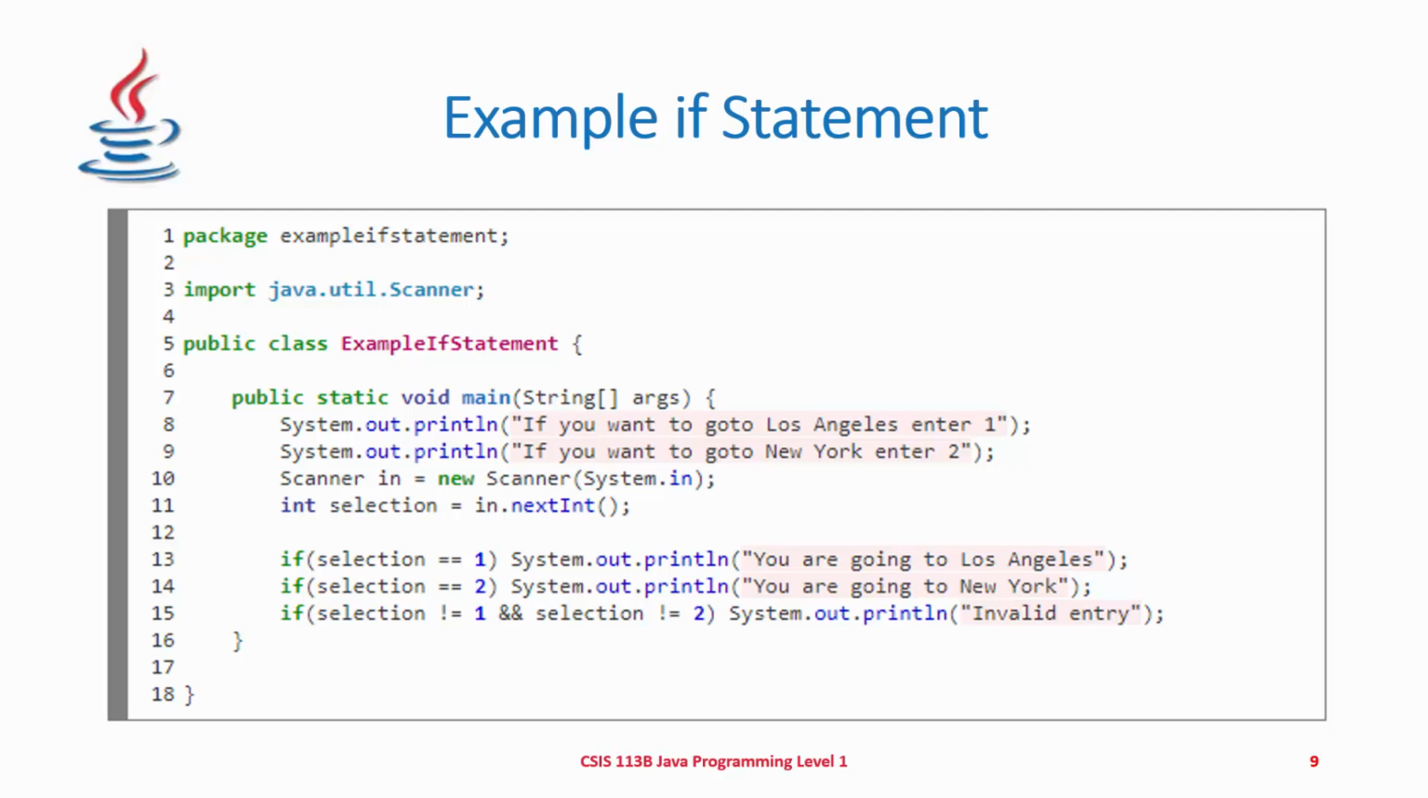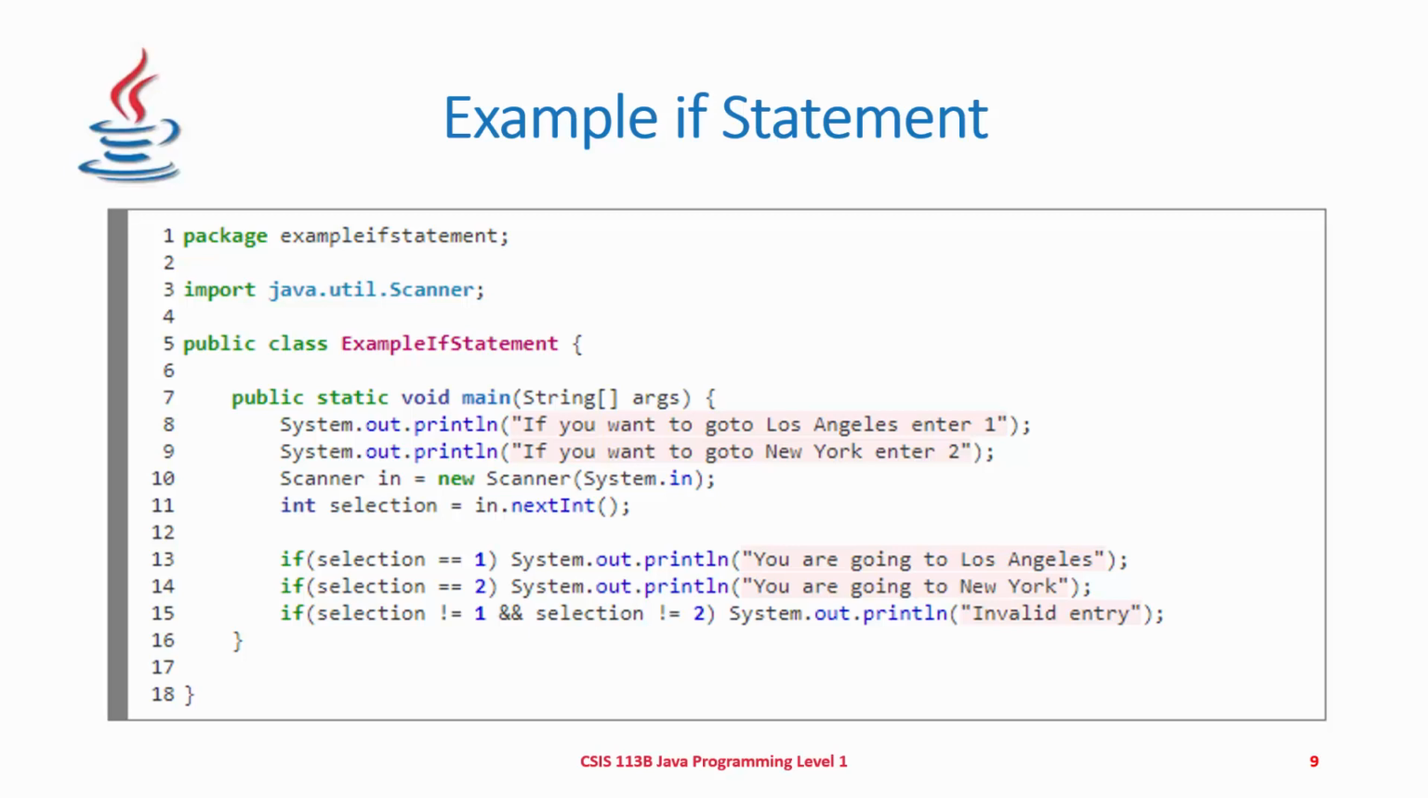And then you can see in the next 3 lines we're comparing the variable selection's value to 1, 2, or not equal to 1 and selection not equal to 2. So we're checking to see if they inputted a valid entry. Remember, we're only asking them to enter a 1 or a 2. What happens if they enter a 3 or 4 or some other number? So the first if compares the variable selection to see if its value is 1. In other words, did the user input the value of 1? Then we output, you're going to Los Angeles.